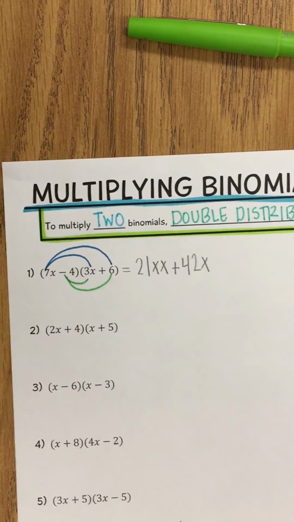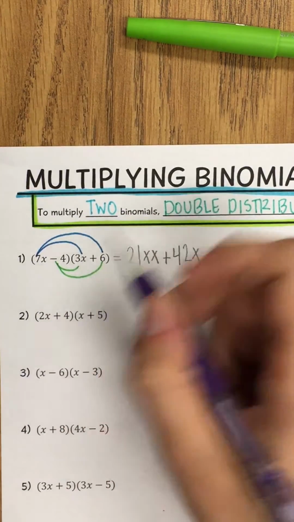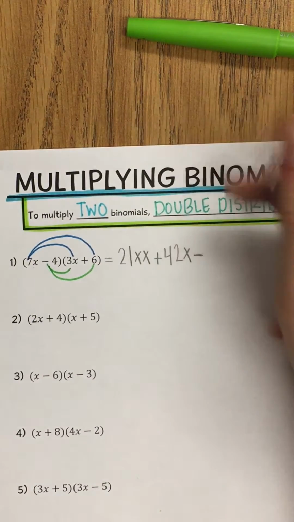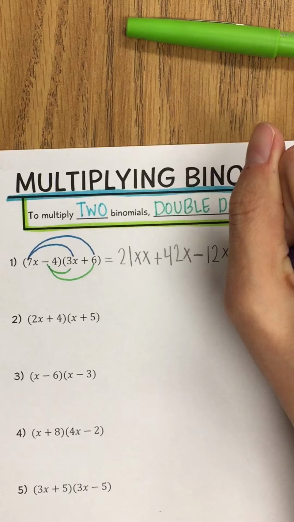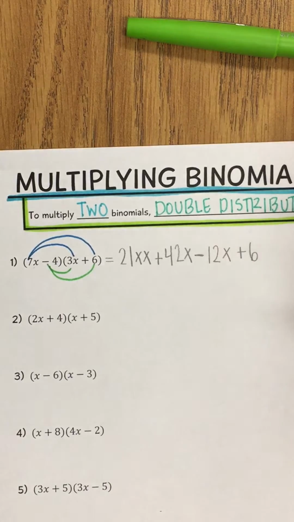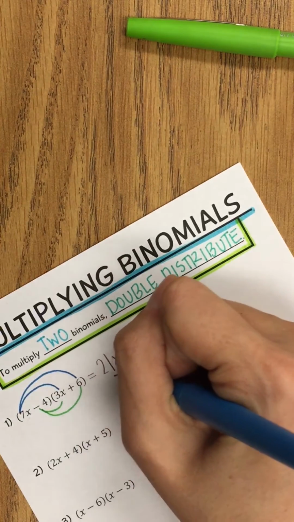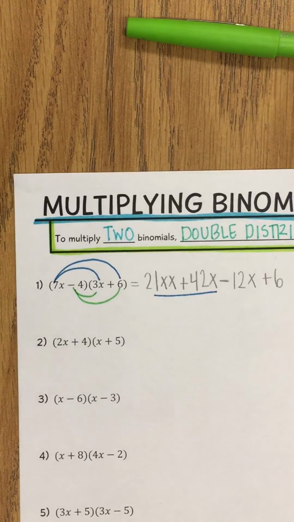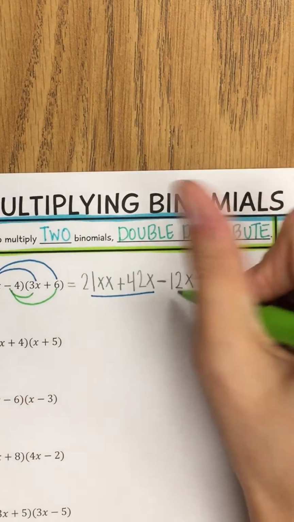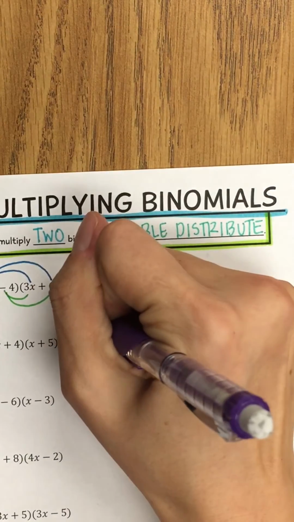So now I'm going to do those next 2. So -4 times 3x is going to be a -12x. And then -4 times 6 is going to be a +6. So at this point, I'm just going to do a smidge of highlighting. You got these 2 terms from the blue arrows over the top, and you got these 2 terms from the green arrows under the bottom. So now we simplify this guy down.